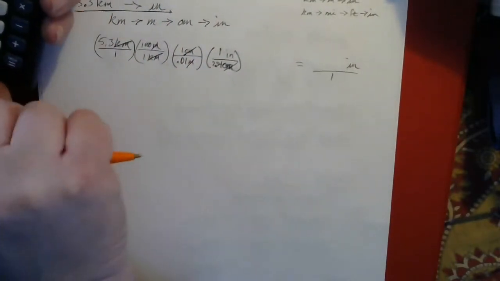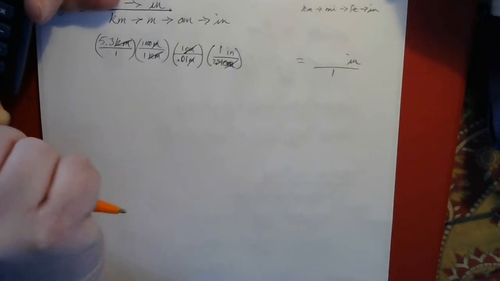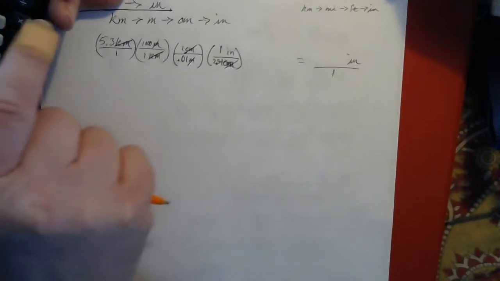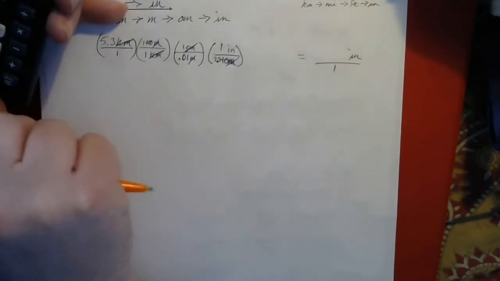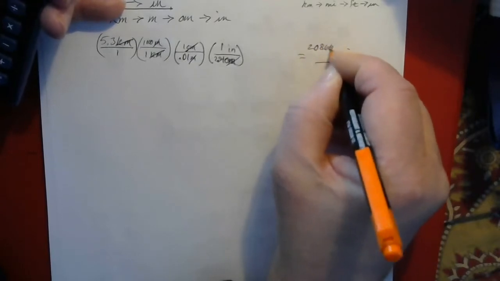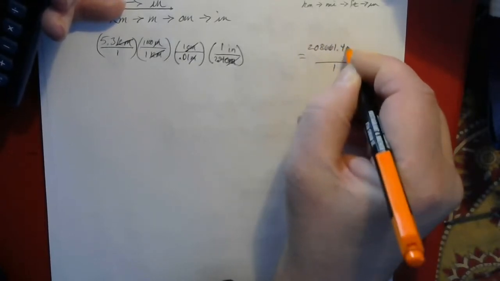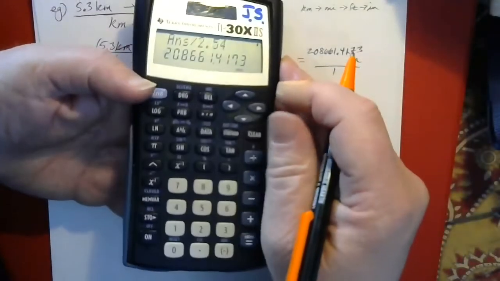So if we take 5.3 times 1,000 equals 5,300, divided by 0.01, which equals 530,000, divided by 2.54. And that's 208,661.4173. That's what my calculator tells me.